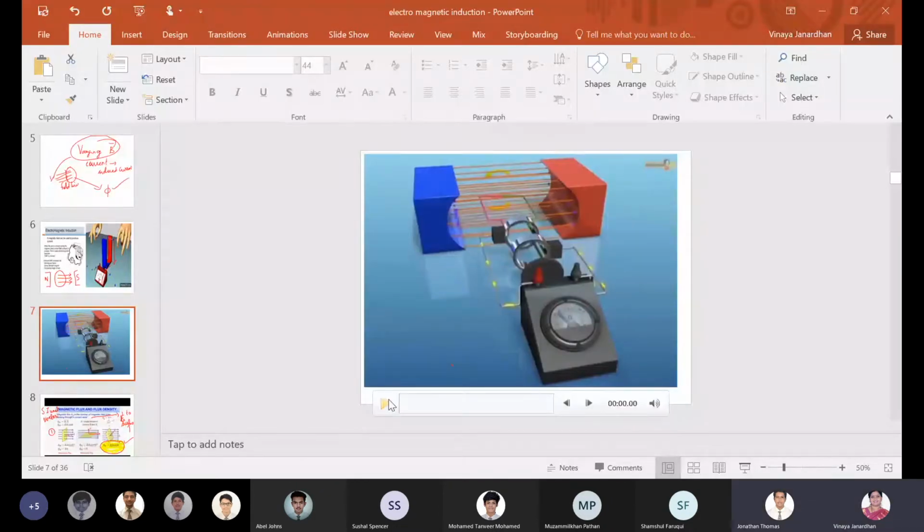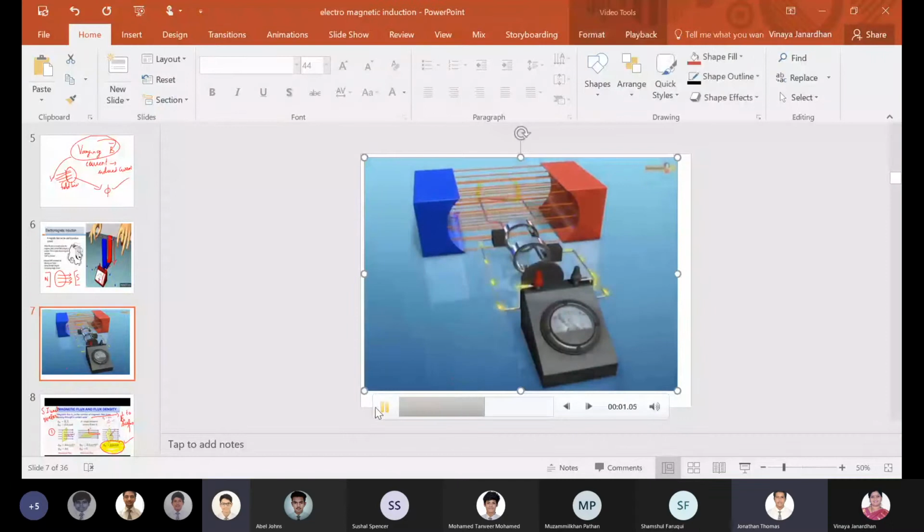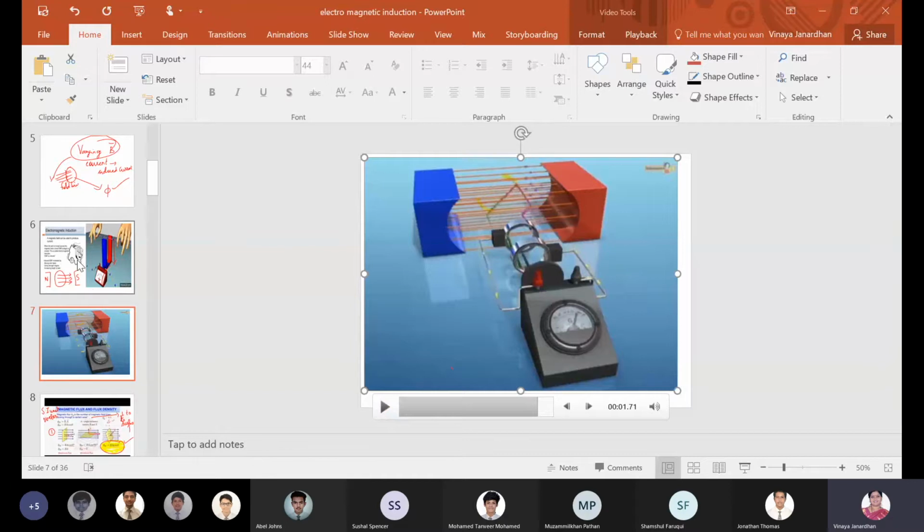Ma'am, can you do this in a uniform field also? Will it still work? Yes, you can do it in a uniform field. We'll see. The induced EMF depends upon three factors. Either your field should change, the area of the loop should change, or the angle through which you rotate the coil should also change.